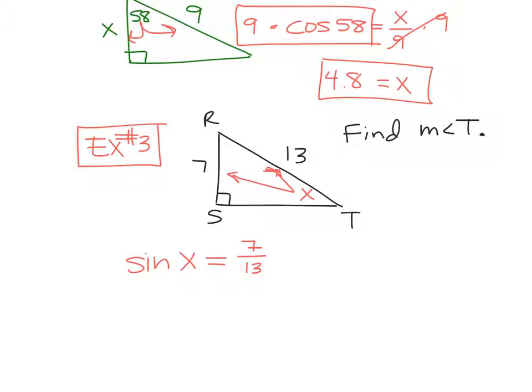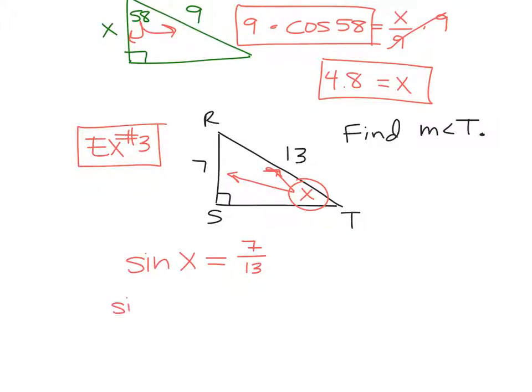Now here's where you have to do something slightly different, because in order to get x by itself, we have to reverse the sine function essentially. Right now we're saying the sine of x equals 7 over 13. Whenever you're solving for an angle measure, you're going to use what's called the inverse of that sine function. So you can't just say, oh, divide by sine. You can't divide by sine. You take the inverse of it.